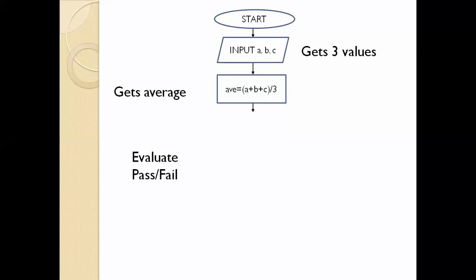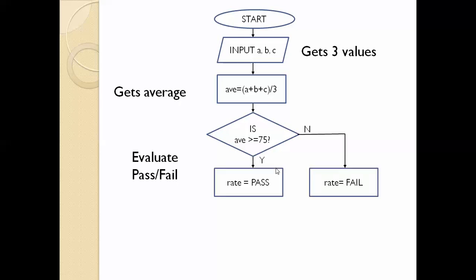we need to evaluate the average if it's pass or fail. So we need a decision box. So the question is: is the average greater than or equal to 75? The answer is either yes or no. If it is yes, it's pass. If it is no, it's a fail.